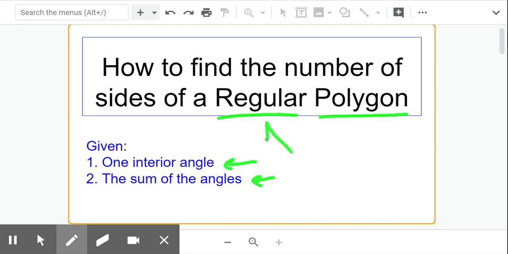Regular means that we have congruent sides and we have congruent angles. So we're only going to be talking about regular polygons in this lesson. We are not talking about any other kind of polygon.